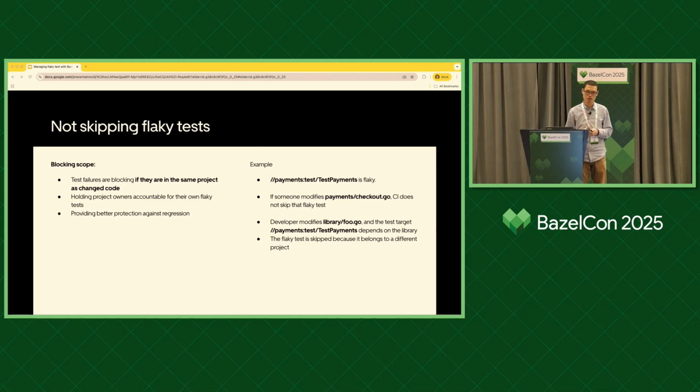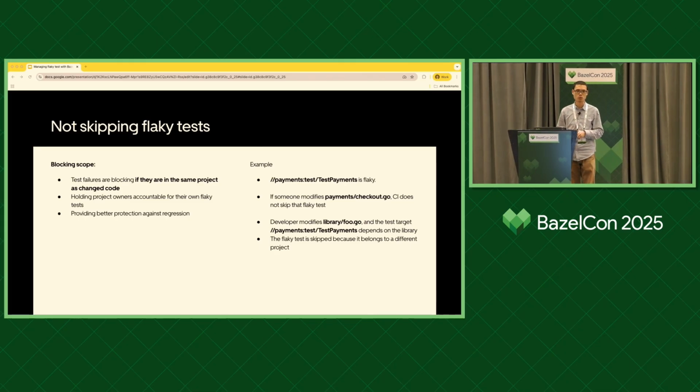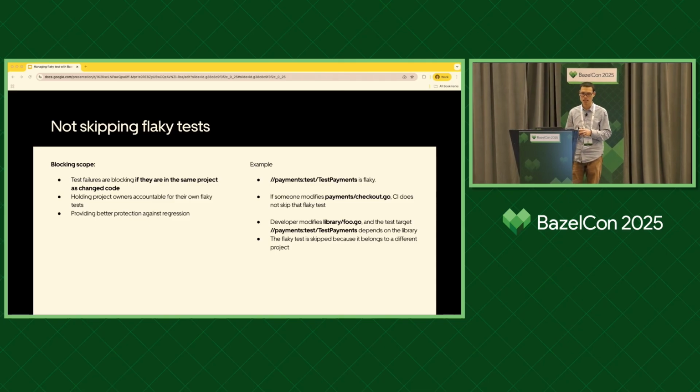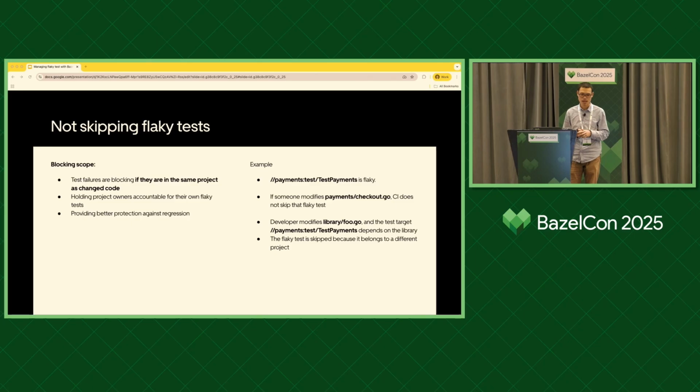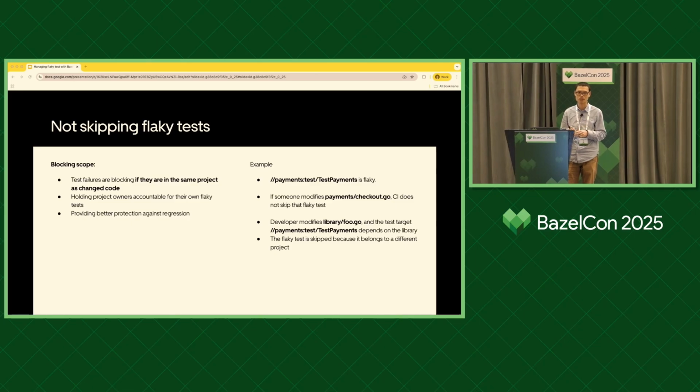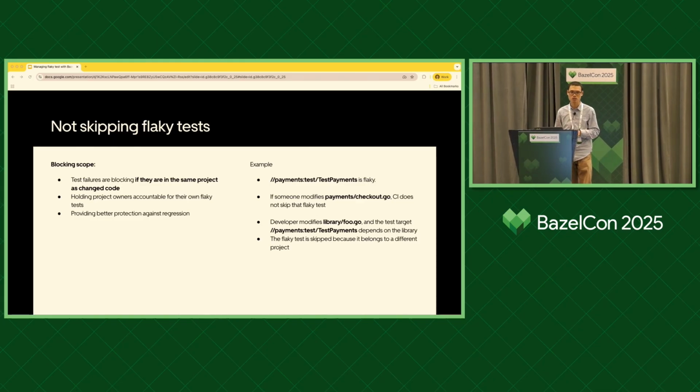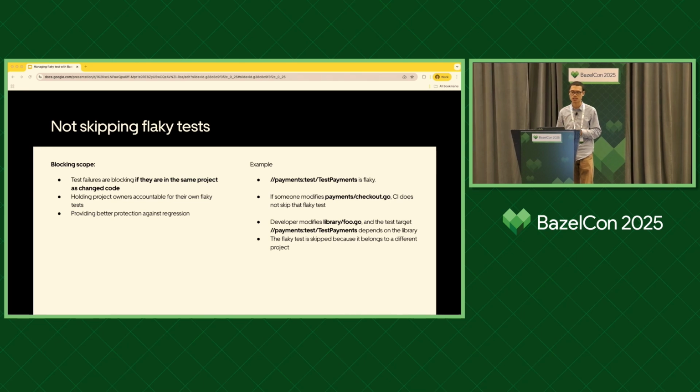Like I said, there are other scenarios that we actually don't want to skip flaky tests. One common scenario is that when a test fails in a CI, and if the test failure happens at the same project as the changed code, we actually don't want to skip the flaky test because we want to hold the project owners accountable for their own flakiness. And then this also provides a better protection against the regression.